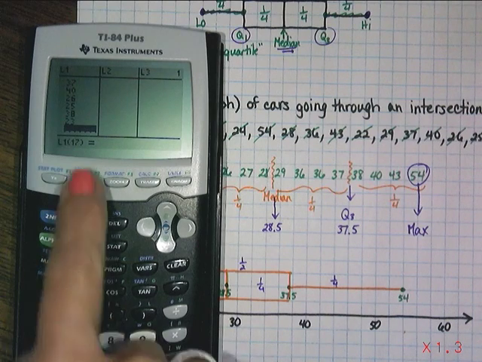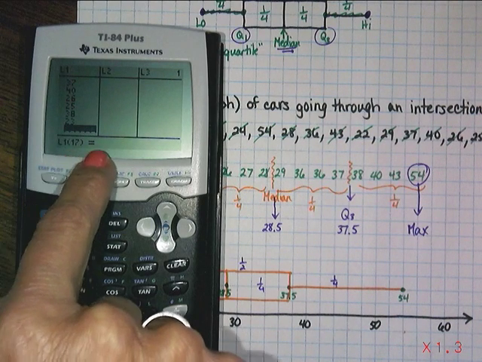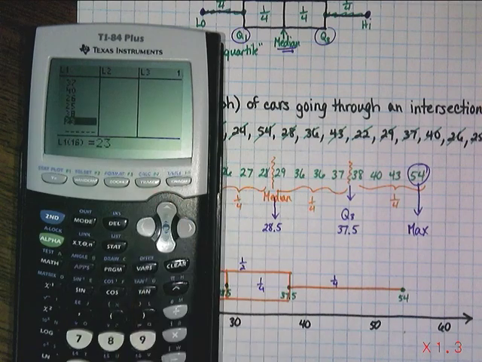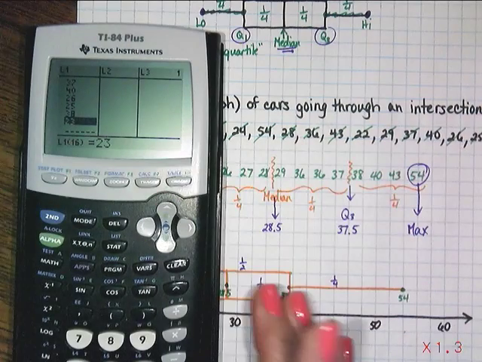Now, you see where it says L1 17? The 17th number is blank. So if I scroll up one spot, you'll see I have 16 numbers. It's a good way to double check that you've got the quantity that you need.